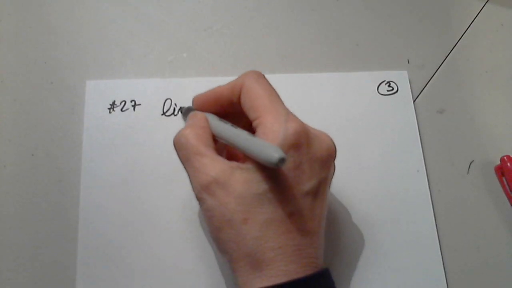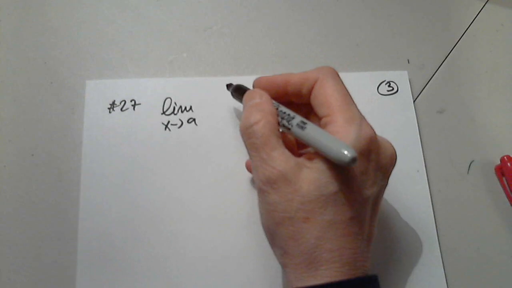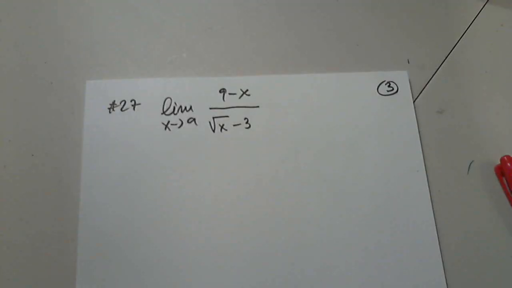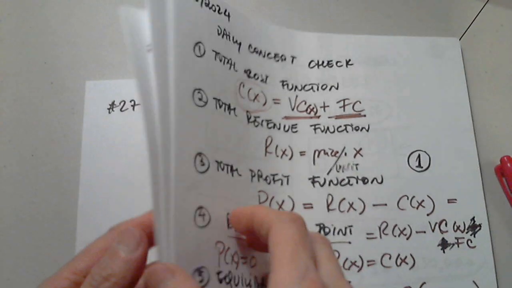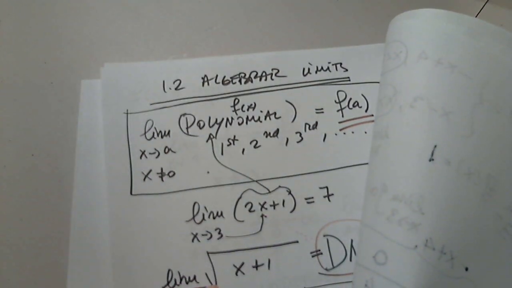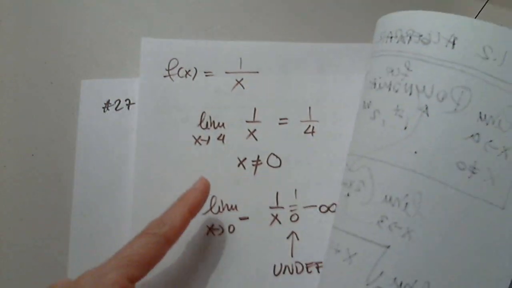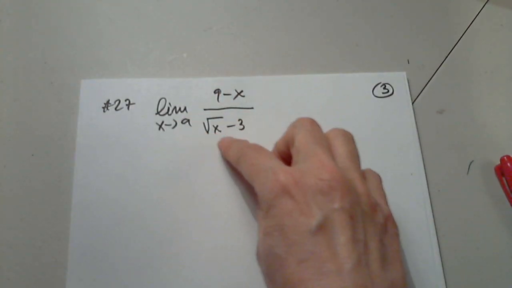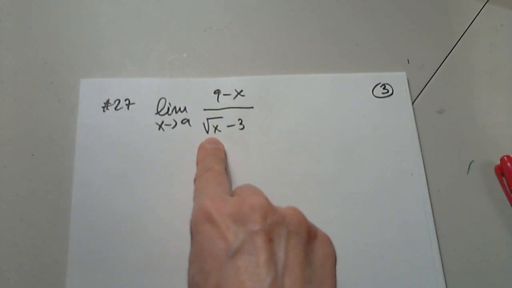So 27 is 9 minus x divided by the square root of x minus 3. Perfect. So 27 is a slightly different situation, because remember, last time we looked at three functions. I'm glad that I didn't throw this away. We looked at polynomial, radicals, and rational. Okay, this is a combination. This is not a pure function because it has a combination of a rational with a square root.